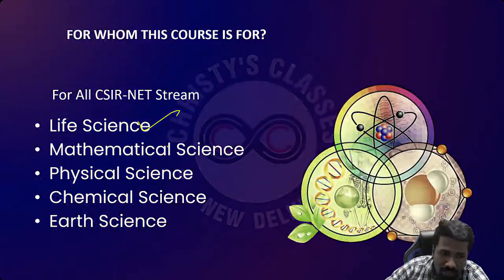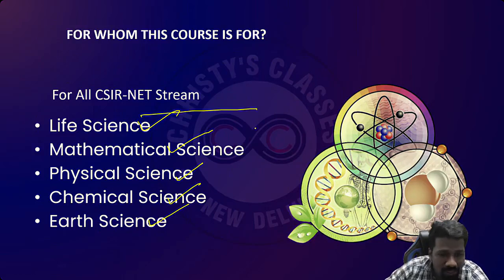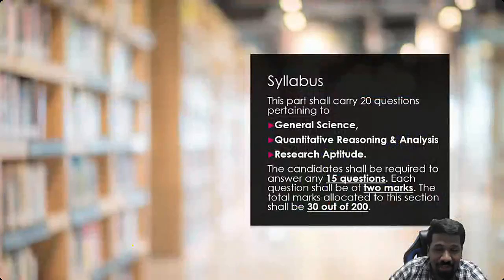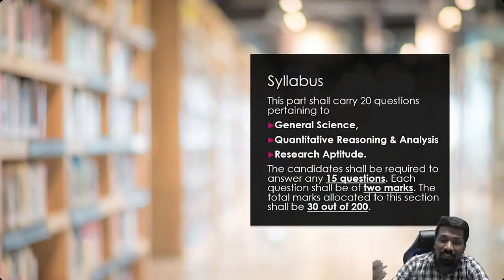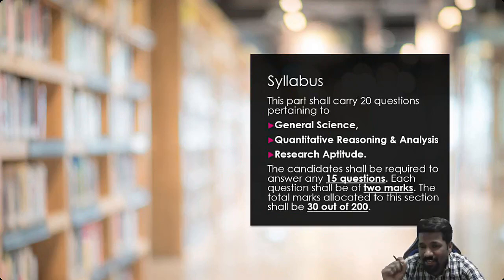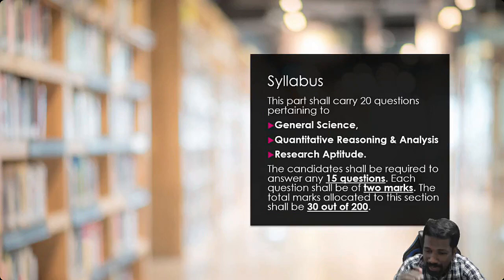And ये course सारा streams के लिए common है: life science, mathematical science, physical science, chemical science and earth science, because सारा streams के लिए aptitude section same है. Please understand this. I'm telling this for many years, but some students still don't believe it. And the funny thing is, even today we are discussing the physical science aptitude paper. That physical science aptitude paper had 2 questions repeated from earlier life science, mathematical science, chemical science papers.